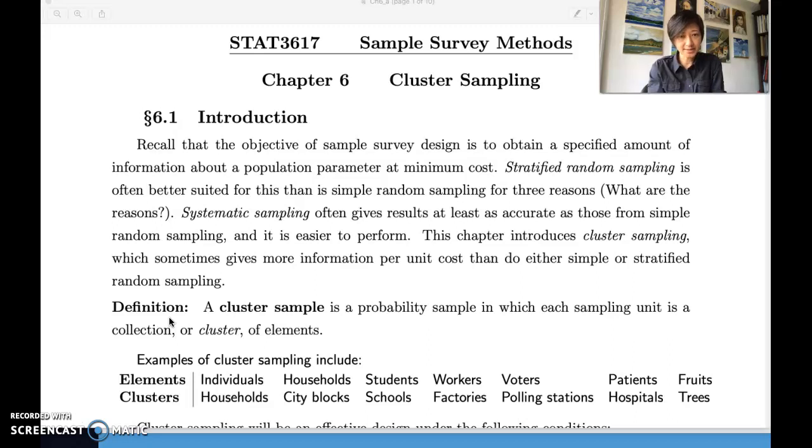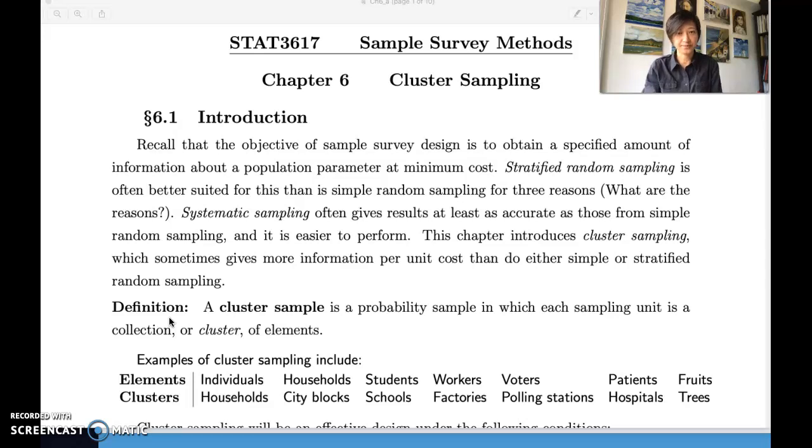So the objective, again, to record the objective of sample survey design is to obtain some information about the population that we can describe. And then we select samples from the population to do the calculations. So within simple random sampling, let's say we have the population list, we have the frame, we randomly choose some of the elements or some of the individuals from the population and do my calculation to estimate the population.